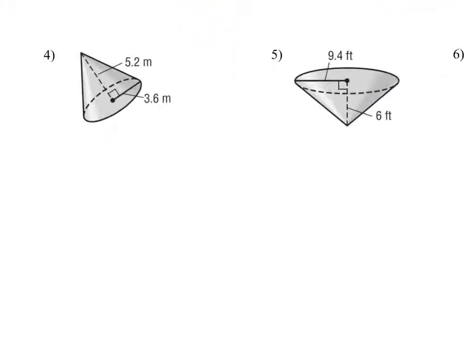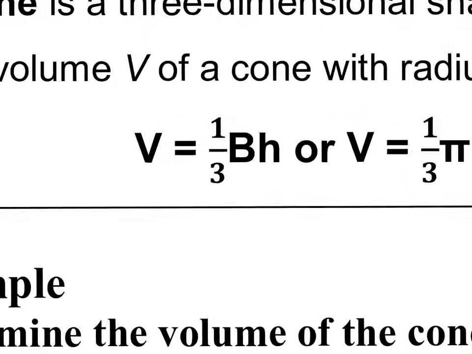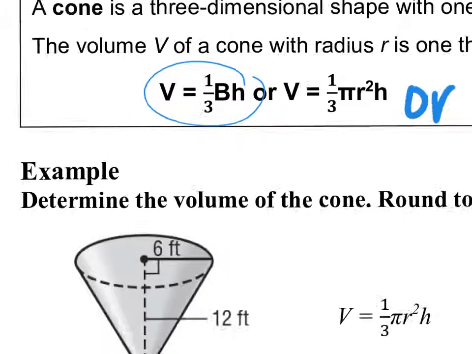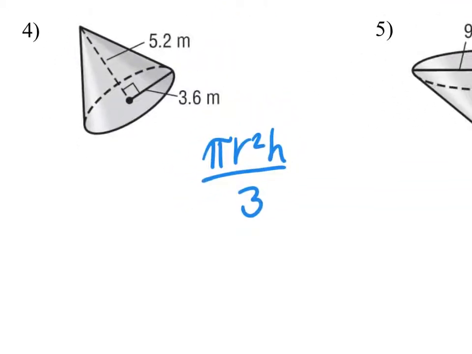I'm going to write the formulas on these last. I may not solve them. So I'm going to say pi r squared h divided by 3. Now, what's going to be on the 8th grade formula chart is this one right here, so you have to know it's divide by 3. I know that 1/3 is the same thing as divide by 3, okay? So look in here. We would say pi times 3.6 squared times 5.2 divided by 3.